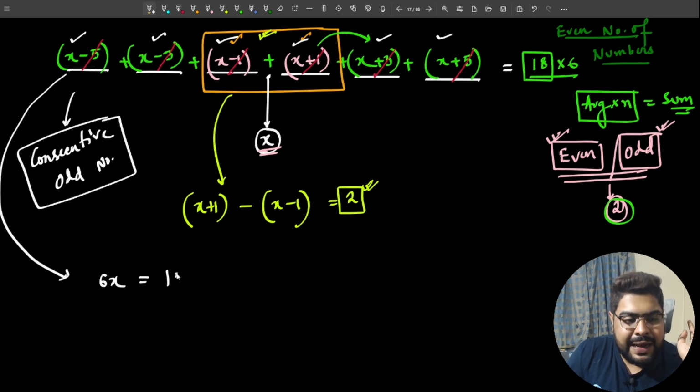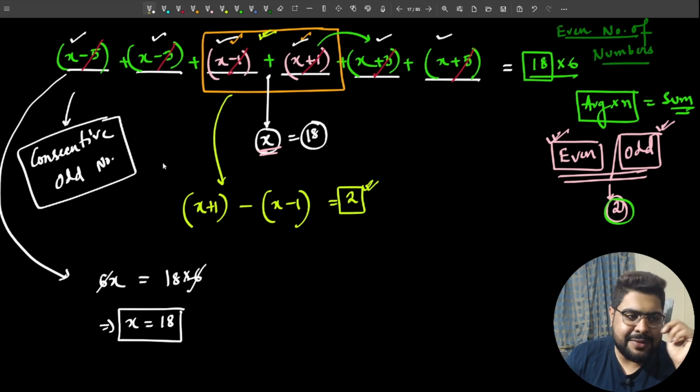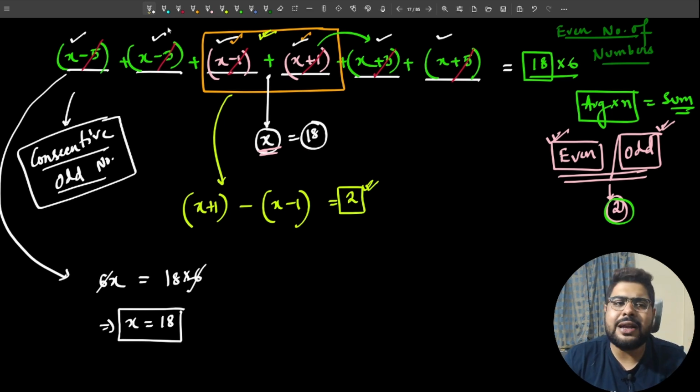6x is equal to 18 times 6. So the value of x is 18 only, because 6 and 6 get cancelled. Meaning this value is how much? 18. Now, you will say, sir, these are consecutive odd numbers, how can I get 18? Please understand, this is 18. This is not part of the series. So, these are the numbers.